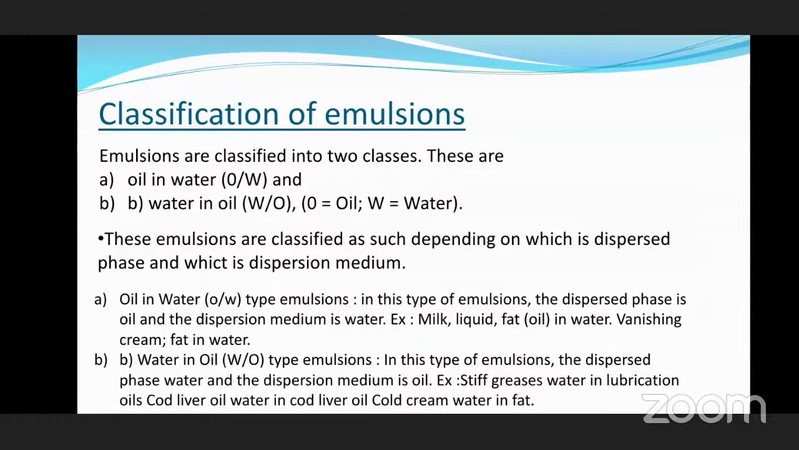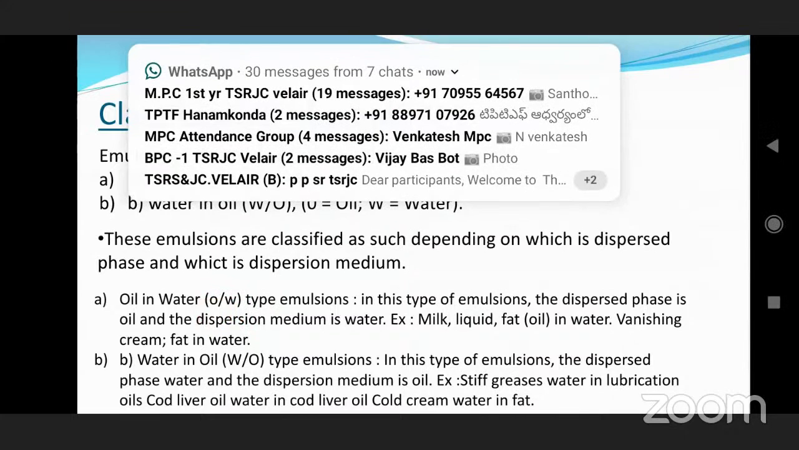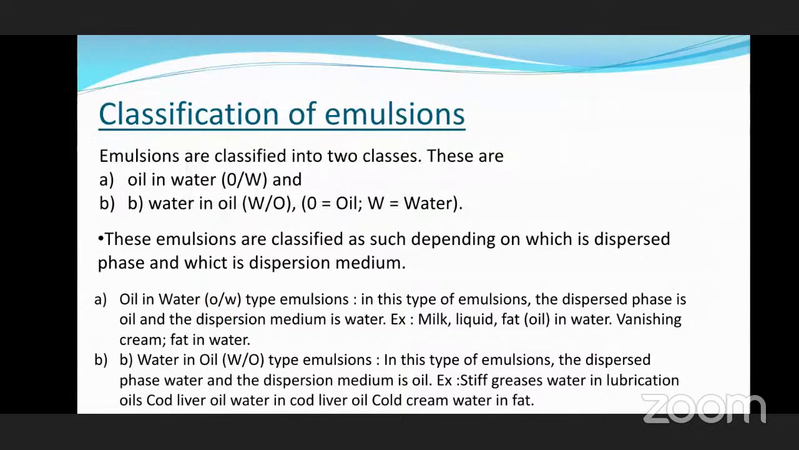The first one we discuss here is oil in water, O slash W. You have to observe only one tip. Oil in water means oil is the dispersion phase and water is the dispersion medium. That's why this type is called oil in water. Oil is the dispersion phase, water is the dispersion medium. Don't confuse, my dear students.